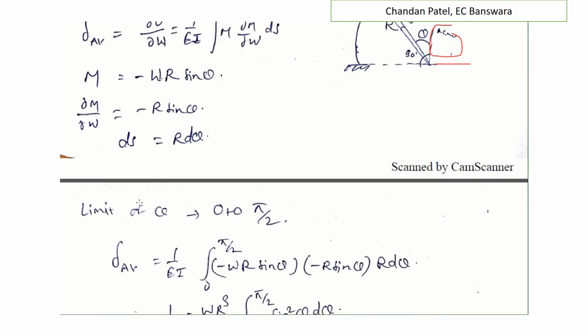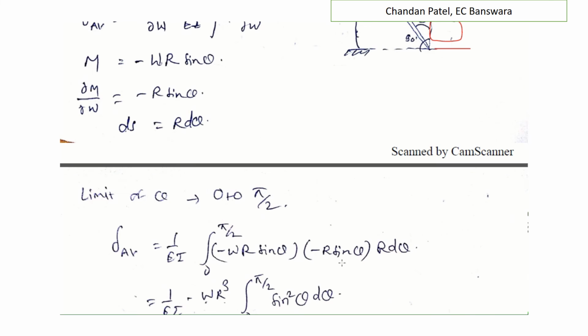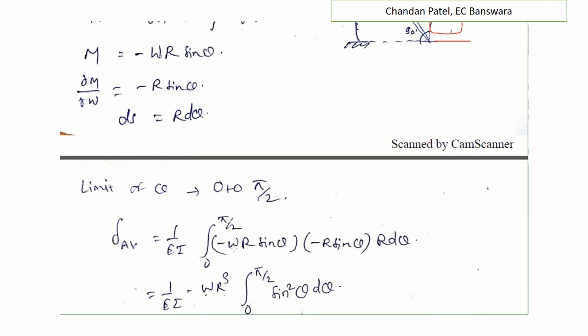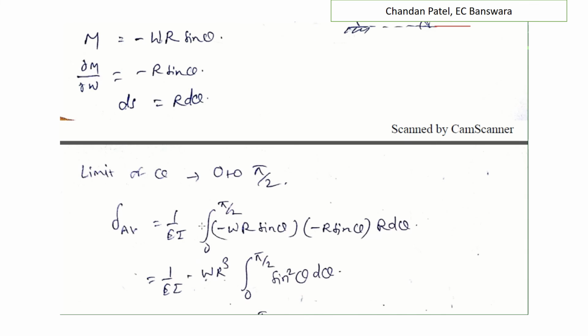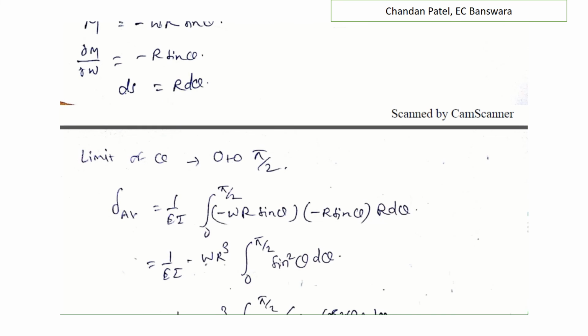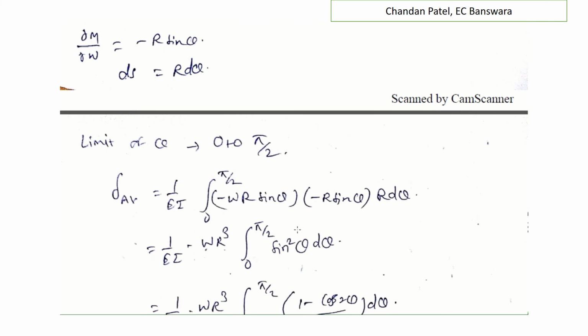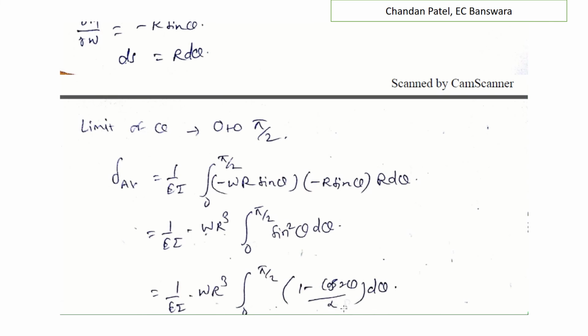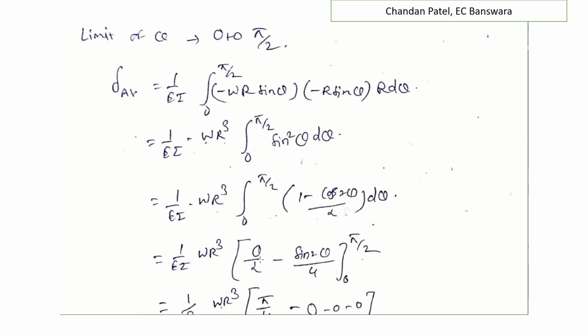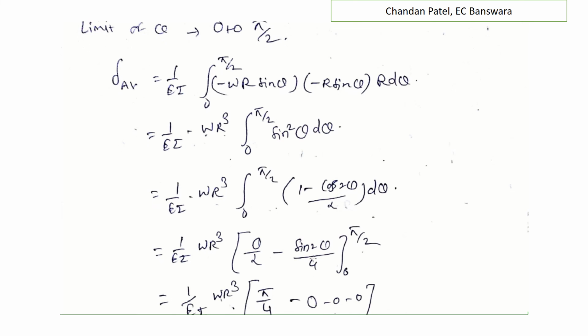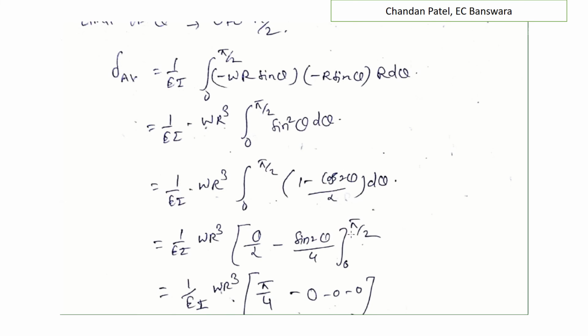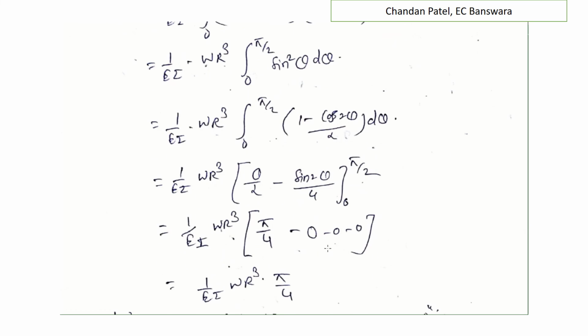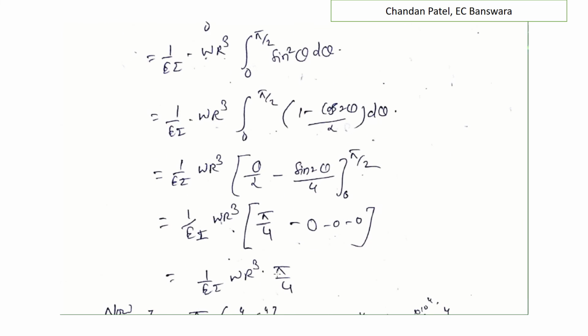So delta AB, we put these values: minus W r sin theta times minus r sin theta times r d theta, which gives W r cubed by EI. Minus minus plus, then sin square theta. We cannot integrate sin square theta directly, so we simplify sin square theta as 1 minus cos 2 theta divided by 2 d theta. Then 1 by 2 integrates to theta by 2, and cos 2 theta integrates to sin 2 theta by 2, so sin 2 theta by 4. Putting in the limits, upper limit minus lower limit, we get 1 by EI W r cubed pi by 4.